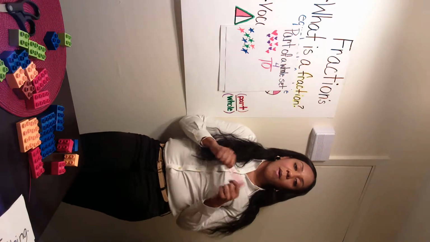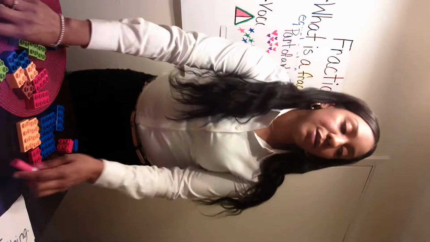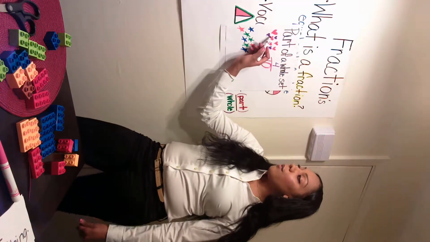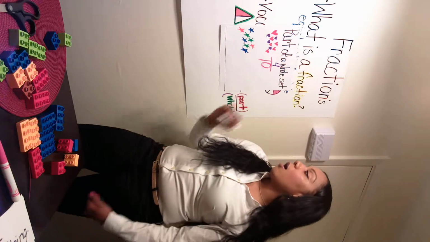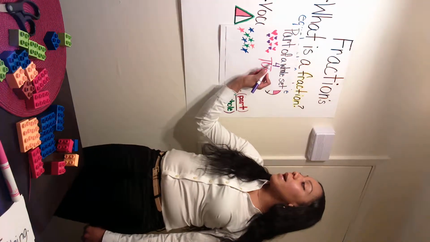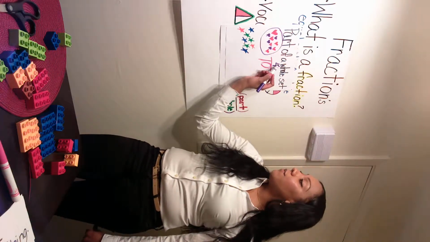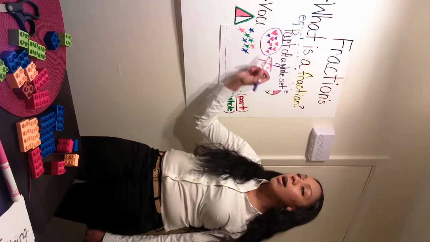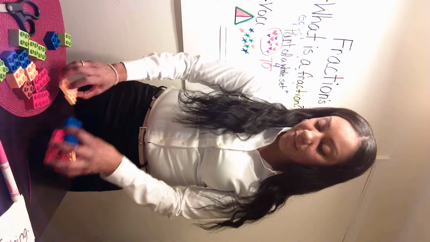Now, I want to figure out how many hearts do I have that are purple. So who wants to count the purple ones? Let's count them. 1, 2, 3, 4. I have 4 purple hearts. So 4 out of 10 hearts are purple. So my 10 is my whole number of hearts. And my 4 is the part of hearts that are purple. Correct. So now we're going to break down into groups, and we're going to use some Legos to figure out some fractions and get a little practice in.